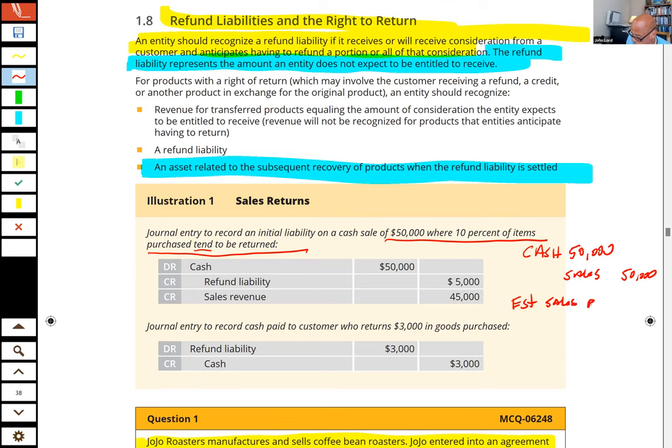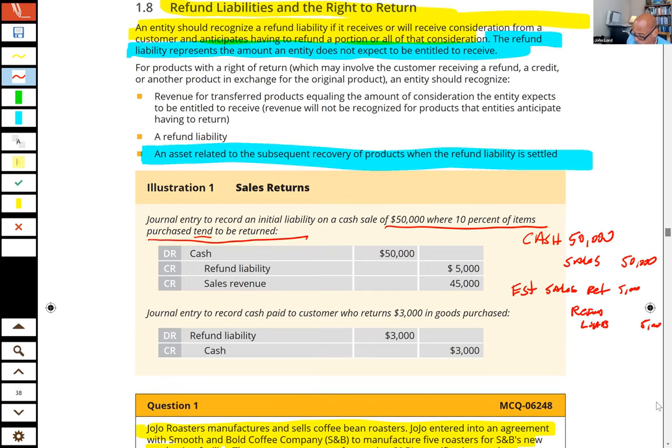Then you would go ahead and make a second entry, which would be to debit the estimated sales returns of, what did they say, 5,000, and credit the refund liability for 5,000. This, to me, is more the way this would be done.